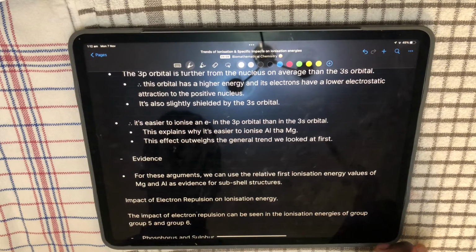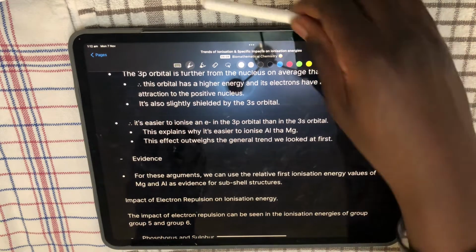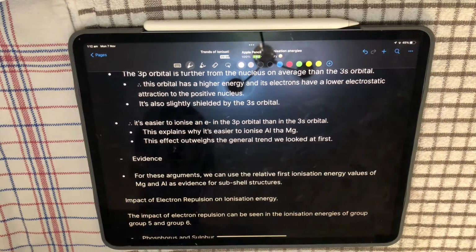Therefore, it's easier to ionize an electron in the 3p orbital than the 3s orbital. This explains why it's easier to ionize aluminium than magnesium. Sorry for all the typos, I should have looked at this before. This outweighs the general trend we looked at first.